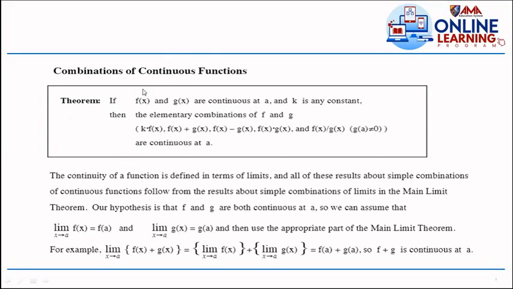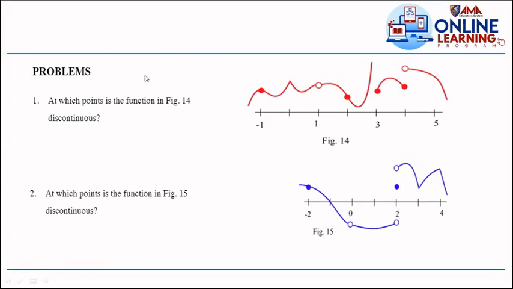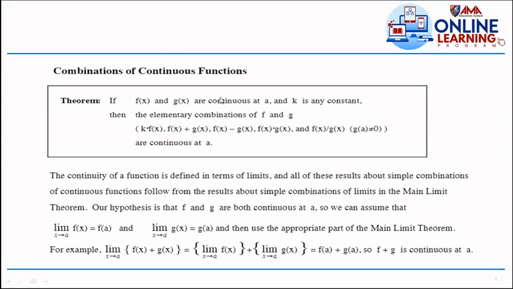Sabi dito, combination of continuous functions. Ito na siya. Yung kanina, isa lang yung function po natin, yung binigay na function. Dito, may dalawang functions na tayo. Ito yung theorem niya. If the functions f of x and g of x are continuous at a, and k is any constant, then the elementary combinations are continuous at a. First, k multiplied by f of x. This is now the multiplication by a constant.